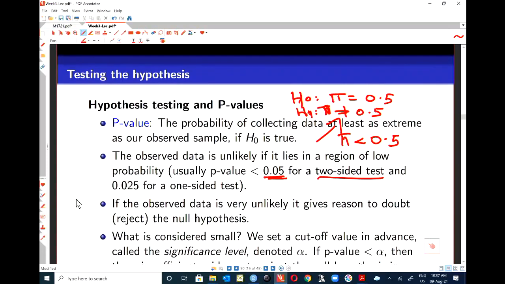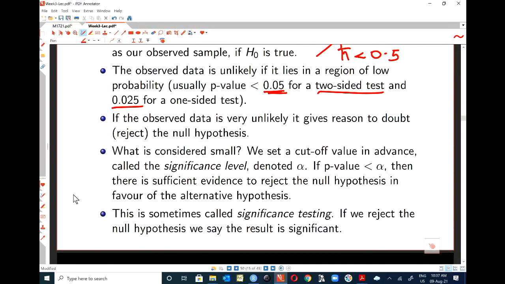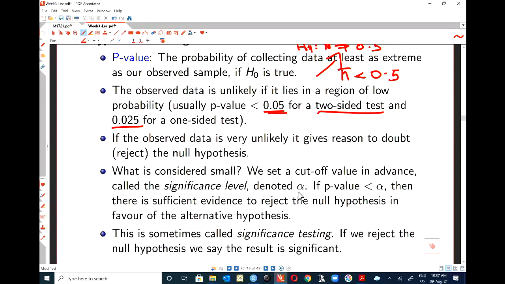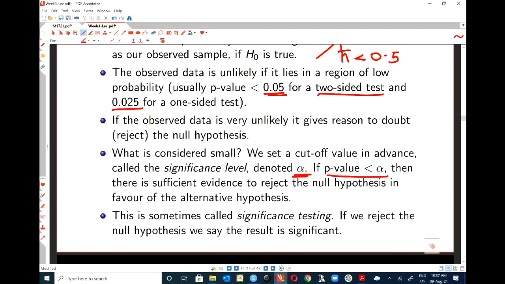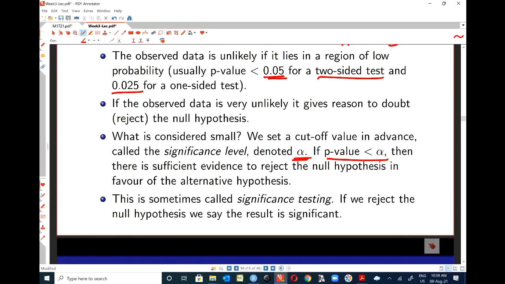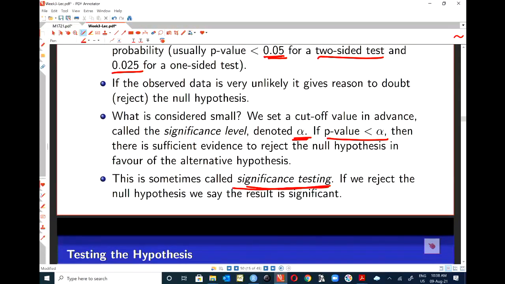So if it's a two-sided test, it's 0.05. If it's a one-sided test, it's half, 0.025. That's really all. And we'll see how that works as we go through here. This thing we call the significance level, we give it the symbol alpha. If the p-value is less than that, we say it's small, and that's when we reject the null hypothesis and say that the data doesn't give us evidence in favor of H0. In other words, it gives us evidence against H0. This idea of significance testing is what you might see quite often being quoted. And this is where, if we reject the null hypothesis, we say the result is significant.